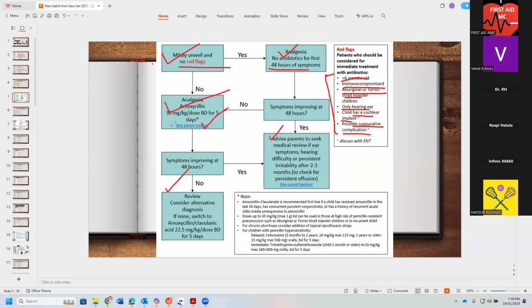If the symptoms are not improving in the patients with the red flag, then you can switch to Augmentin or amoxicillin clavulanic acid 22.5 milligram per kg per dose BD for 5 days, or you can discuss with the specialist.